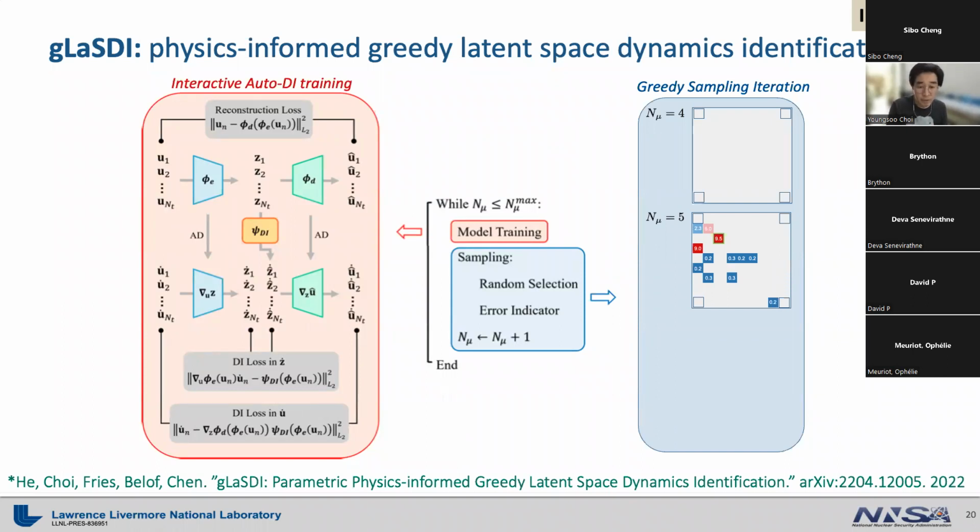We find out where the maximum physics error indicator occurs with the current autoencoder and the dynamics identification model. In this picture, these red points gave us the maximum error. So we take it as a training data and generate a simulation data there and add it to the autoencoder training. And we repeat this process until the desired accuracy or the maximum number of training points are reached.